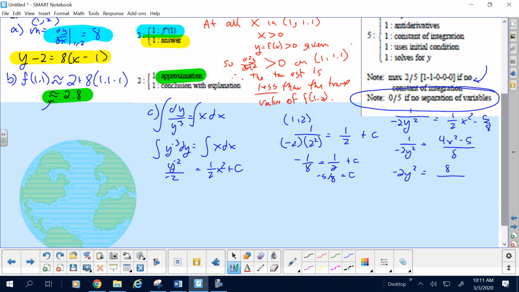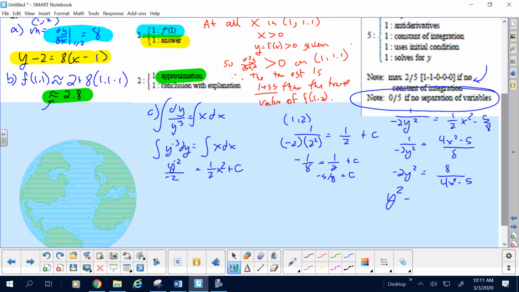Is that right? Oh, that's why I cleared the fractions first. That's right. You could move the negative 2 first. That's why I did that in the last class. That probably would have been smarter, to move the negative 2 first, but that's all right.